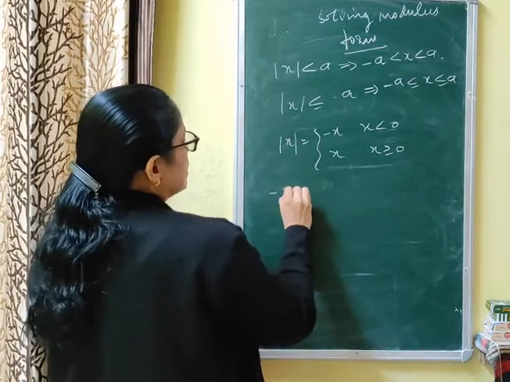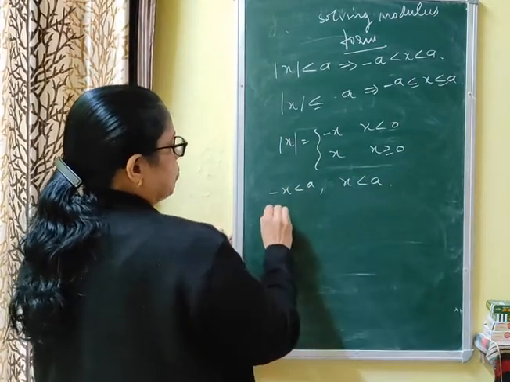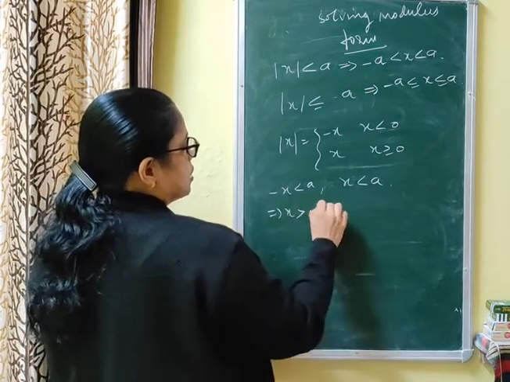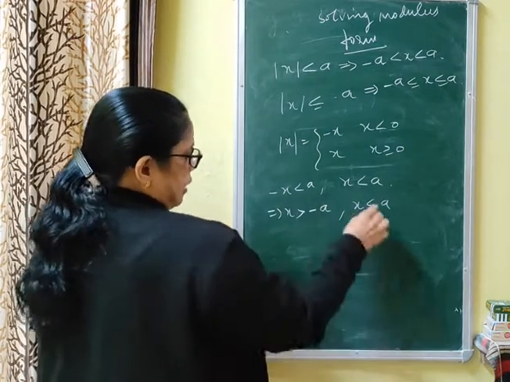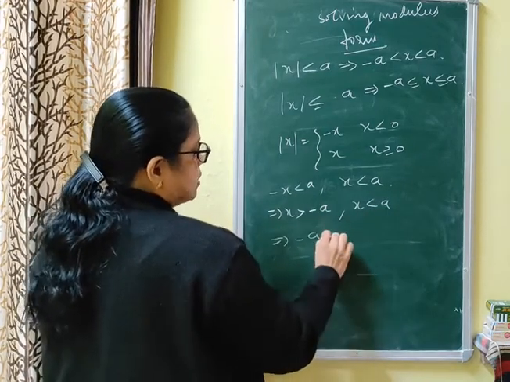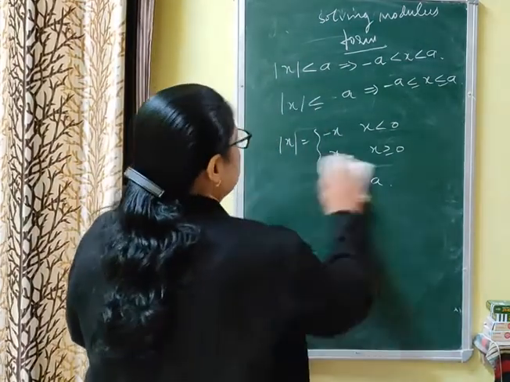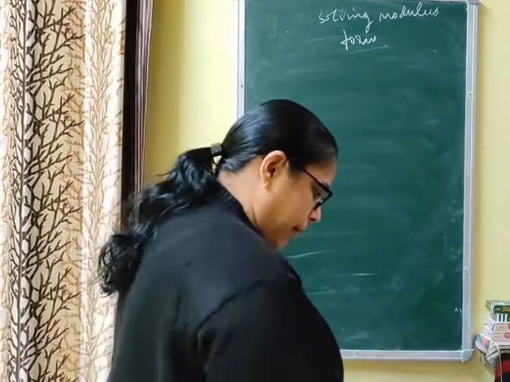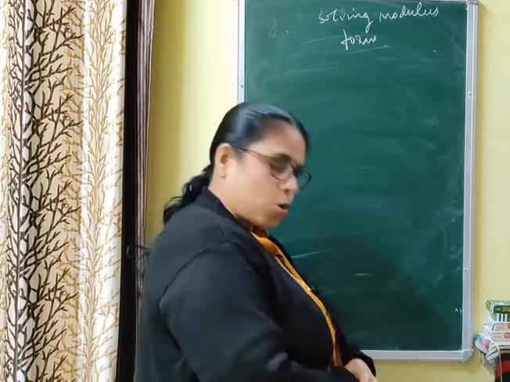That means minus x less than a, first condition, x less than a. That implies x, if you multiply by minus sign, it will get reversed: minus x greater than minus a, x less than minus a. So that is minus a less than x less than a. In this way we can find the values of modulus function. It is not necessary to learn it by heart. We can do it by the redefined form of modulus function.